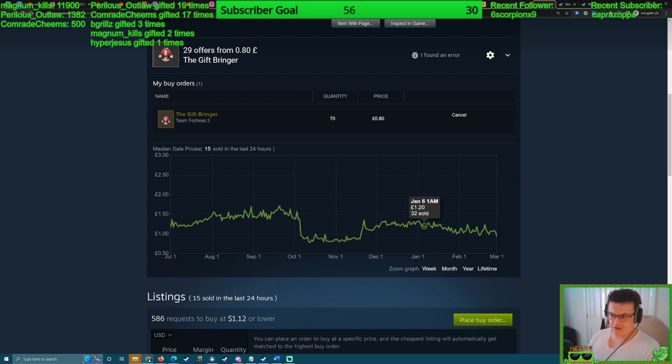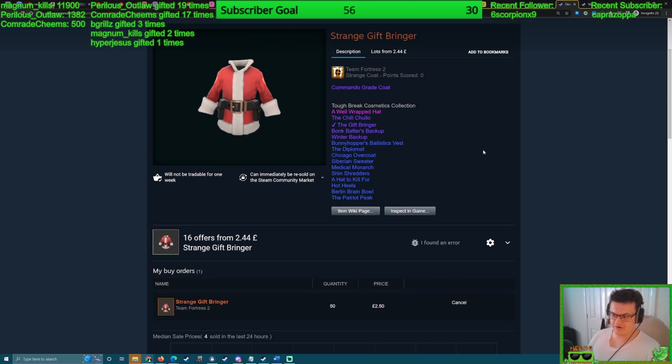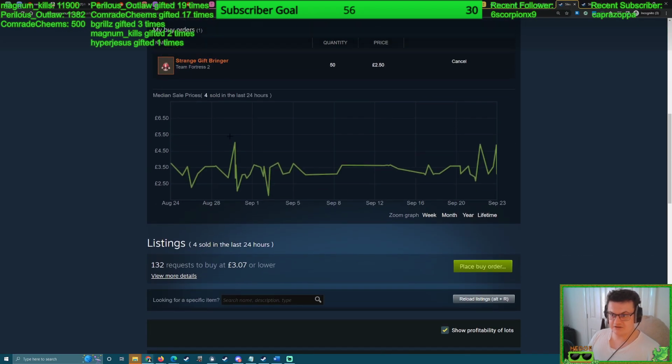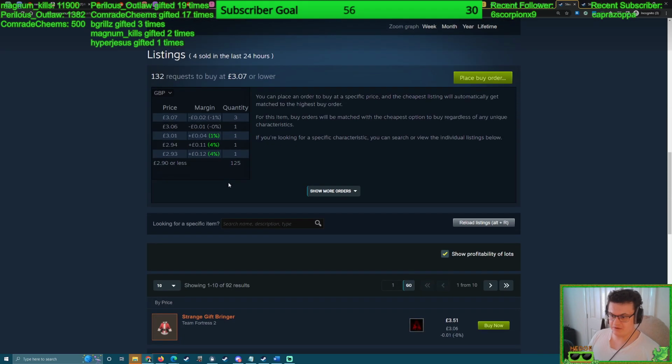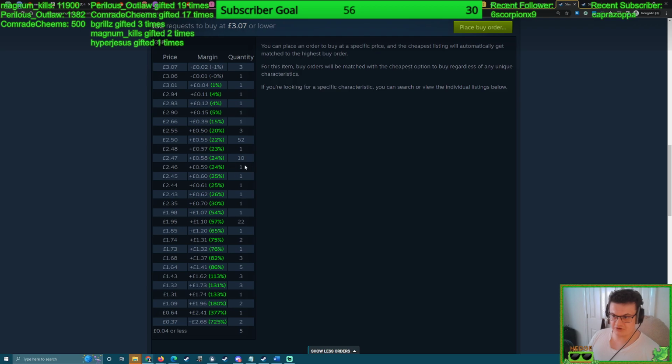So Giftbringer, as we can see, it goes down in price when everybody wants to open the case, and it goes back up in price when it hits December because everybody actually wants to use the cosmetic. So then we've got the Strange Giftbringer, same pattern, and let me point out to you, hardly any people are doing a buy order on this. There's this guy at 22, there's this guy at 10, and I was fairly uncontested at this region. So the price I'm going for is about $2.80, yep.